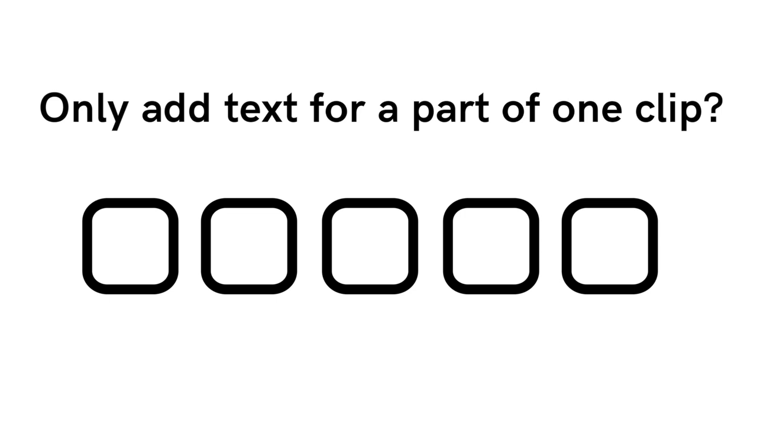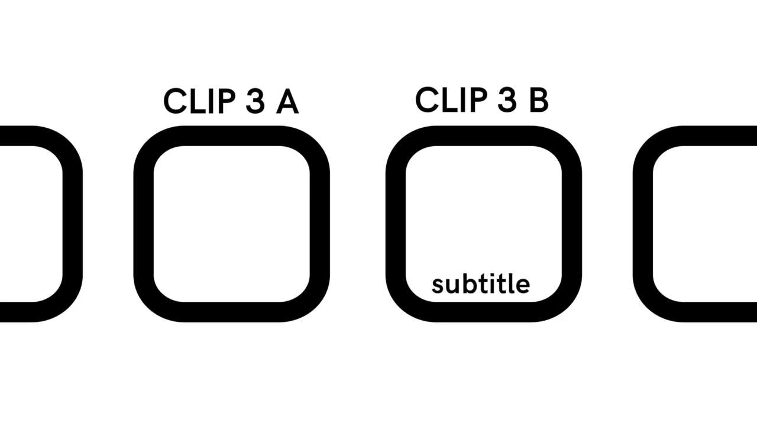You will need to repeat this process on each clip that you would like to add the subtitle to. If you only want the text for part of the clip, you will need to split this clip into parts and then add the text to the new clip.